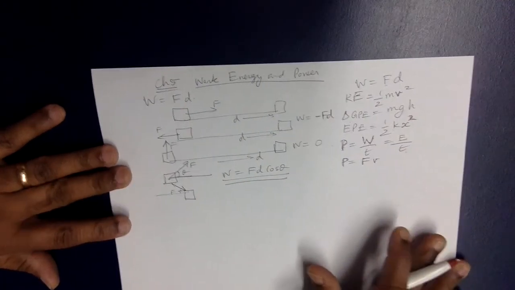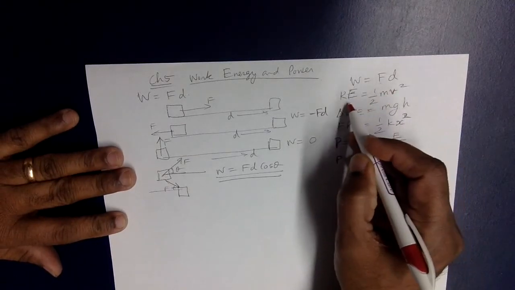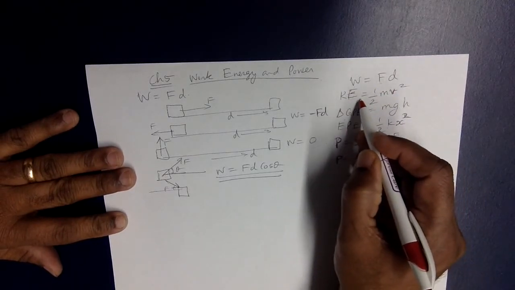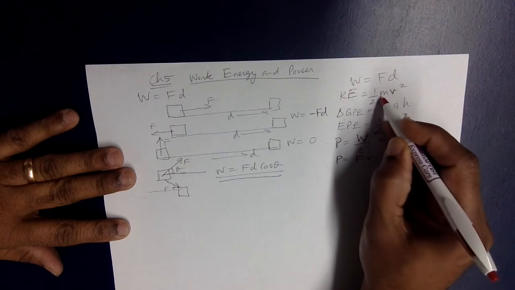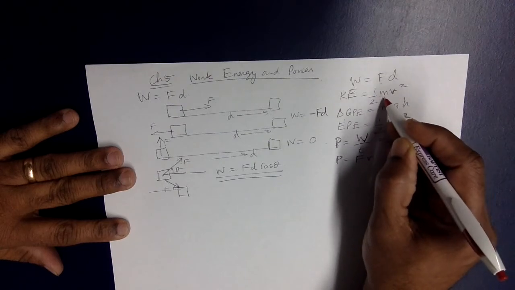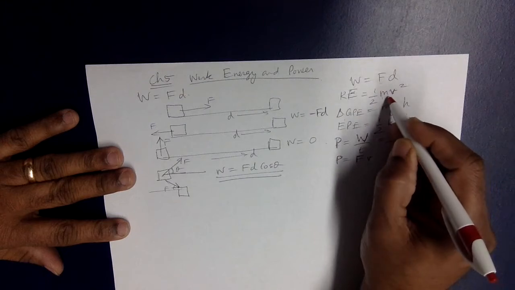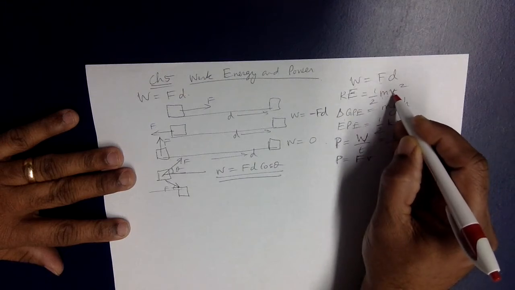Okay. Now, going back to this equation, kinetic energy must be in joules. Mass must be in kilograms. Now, if mass is given in grams, you have to change it to kilograms. And v is in meters per second.